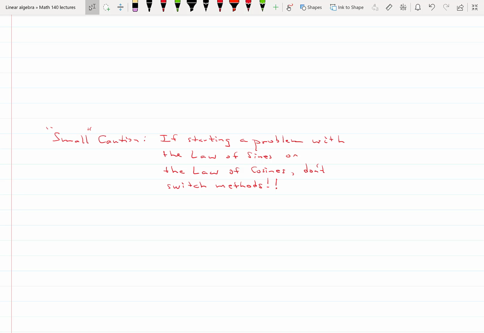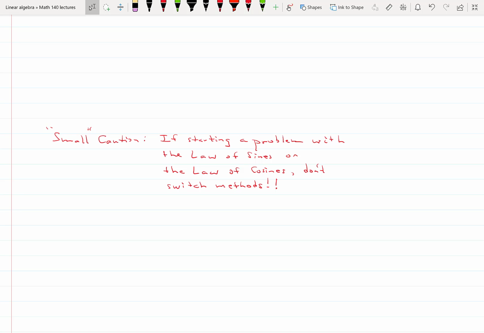The best thing is, if you start with a particular law, stick with that law until the end, even though if you start with the law of cosines, it might seem easier to use the law of sines to find some information. So if you start with the law of sines, stick with the law of sines, and conversely, if you start with the law of cosines, stick with the law of cosines.